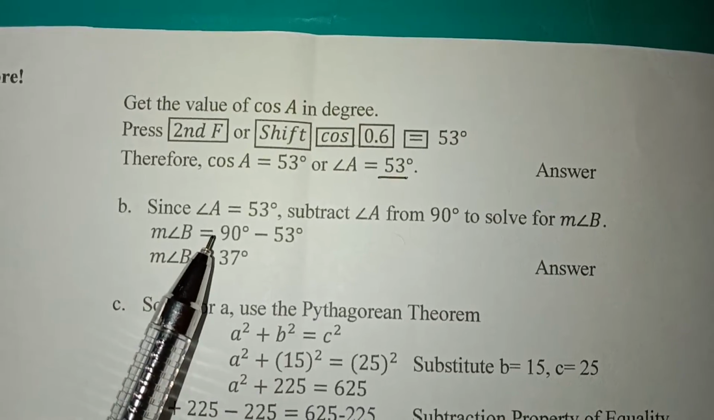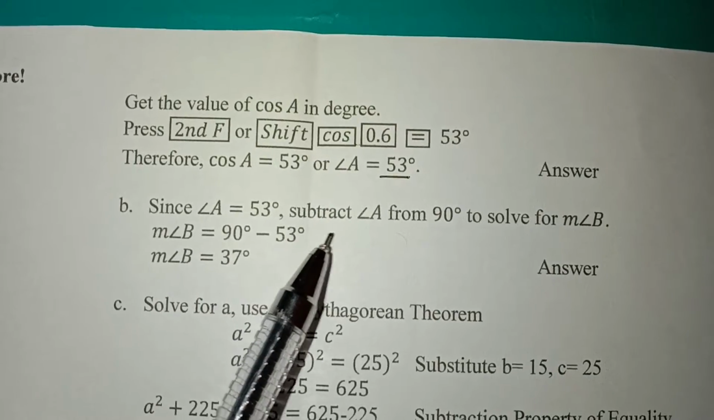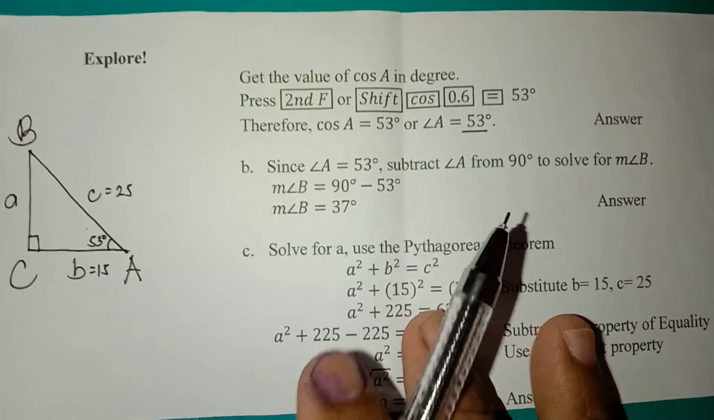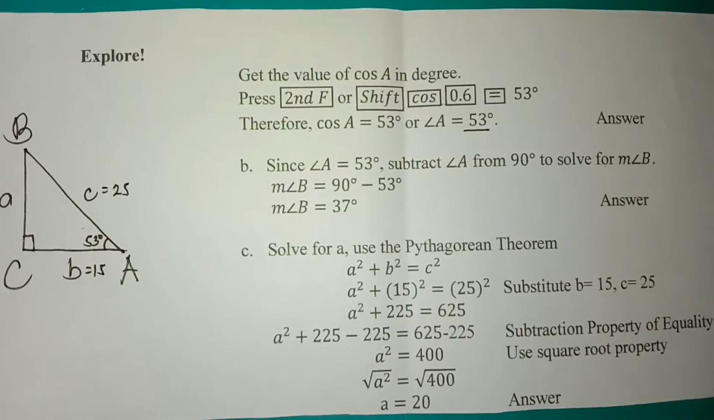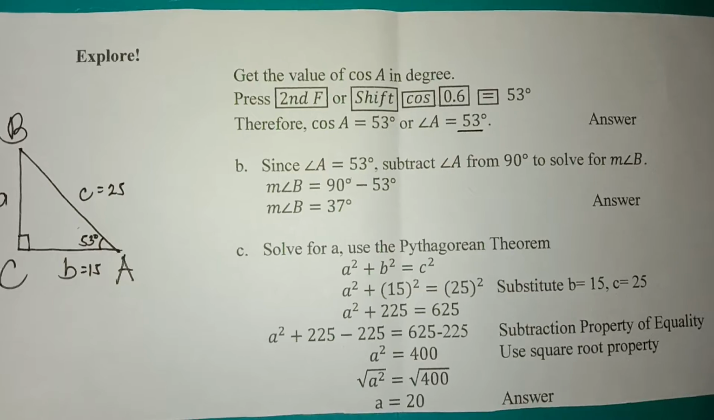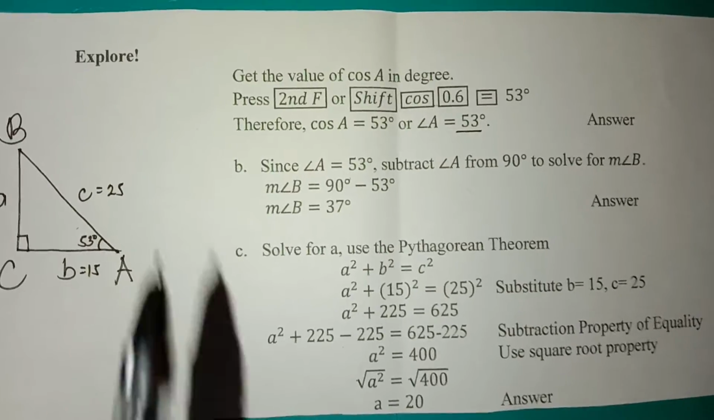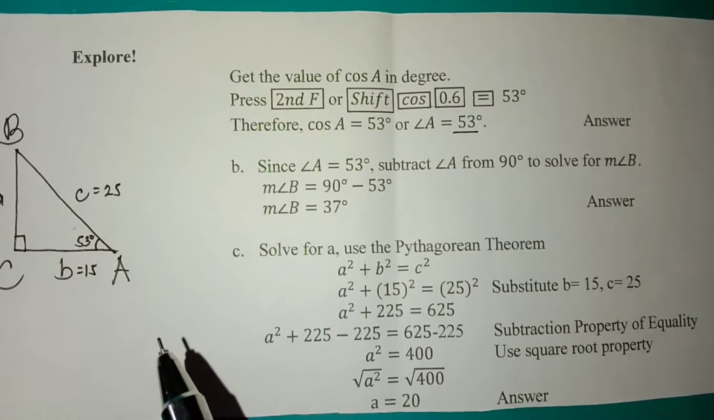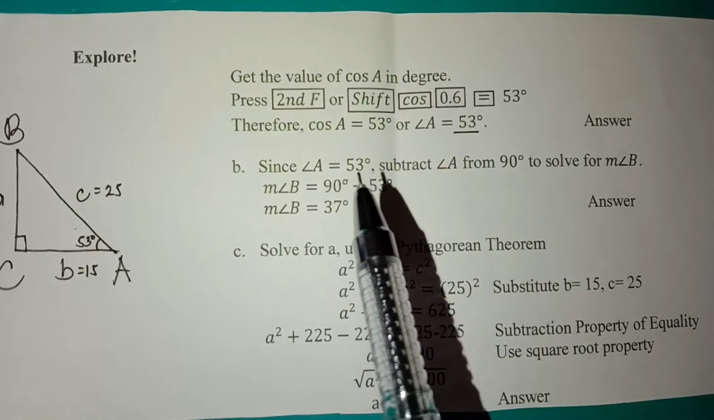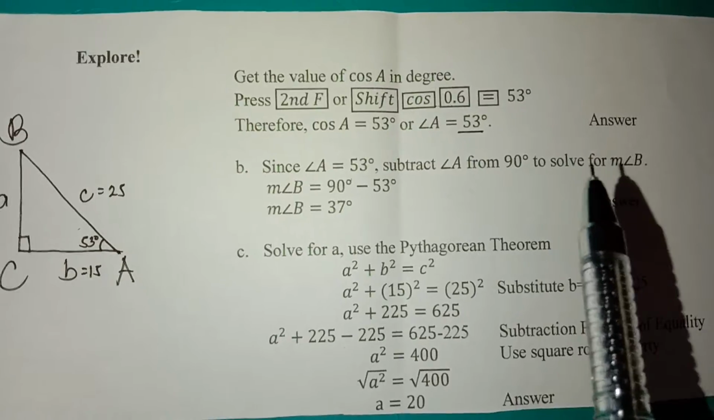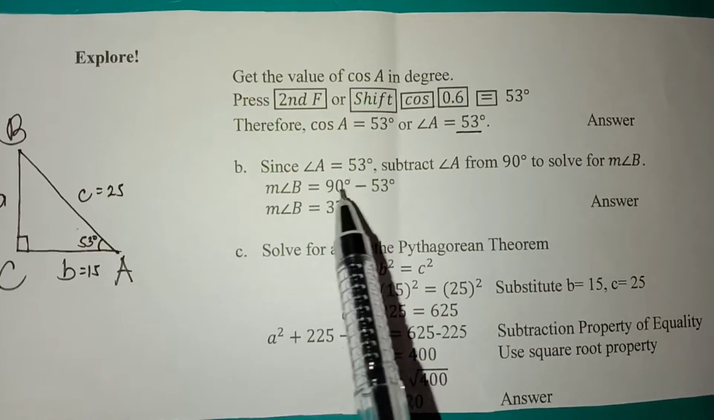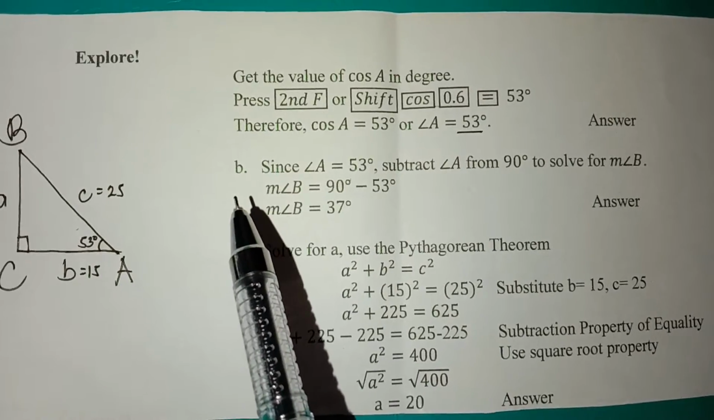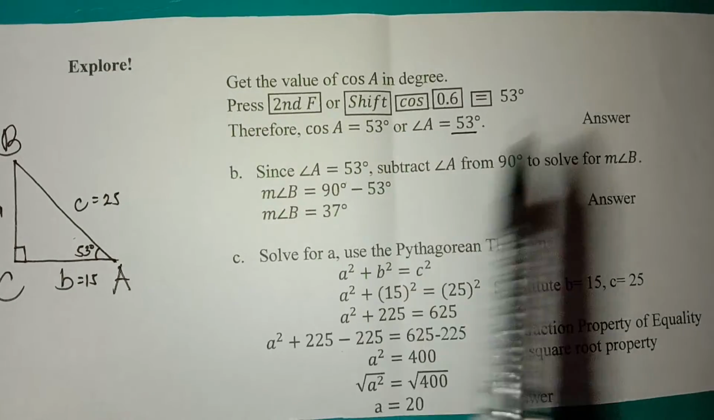Since angle A equals 53 degrees, subtract angle A from 90 degrees to solve for the measurement of angle B. So aside from using the angle sum theorem of a triangle, in which you add the 90 degrees and 53 degrees, then subtract from 180, you can also use this kind of solution wherein you just have to subtract the 53 degrees from 90 degrees. This is a more convenient solution than the other.